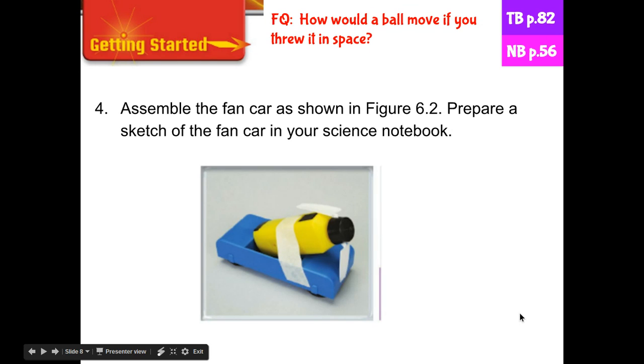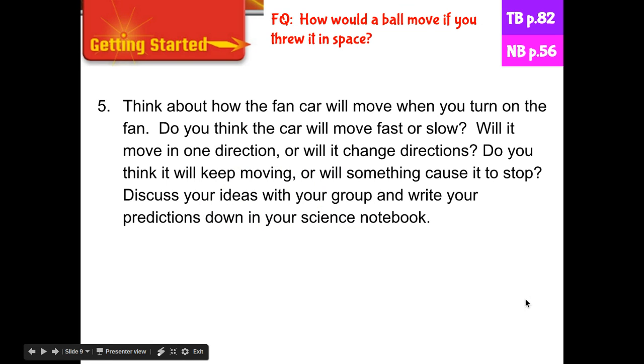Step 4 is going to be involving you assembling a fan car as shown in figure 6.2 below, and you're going to prepare a sketch of the fan car in your science notebook. So we're going to be using the cars from before, but now we're going to be using some battery-operated fans for this investigation tomorrow.